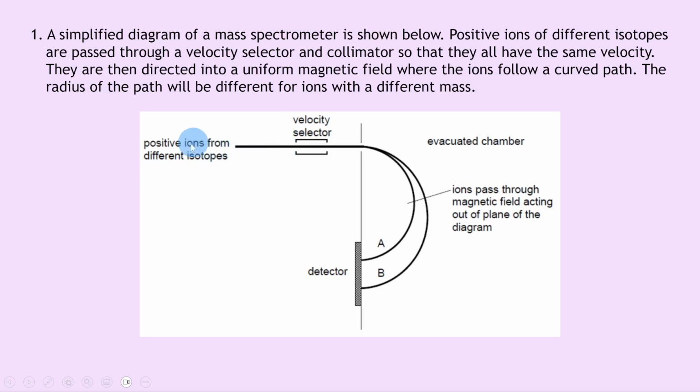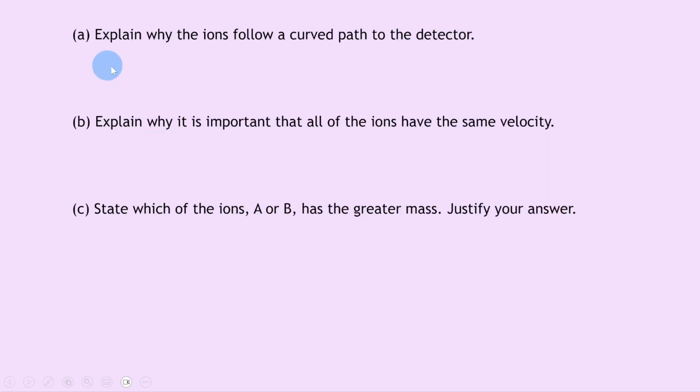So our positive ions from different isotopes come along here, pass through the velocity selector and then into this evacuated chamber. They'll then follow a semicircular curved path until they reach a detector. And it says that the ions pass through the magnetic field acting out of the plane of the diagram. Part A says to explain why the ions follow a curved path to the detector.